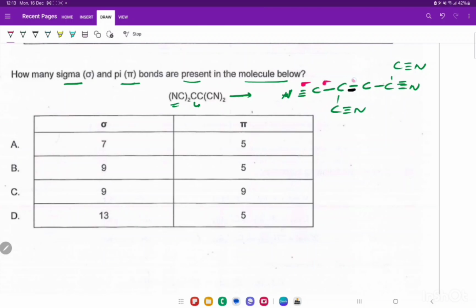1, 2, 3, 4, 5, 6, 7, 8 and 9. So there are 9 sigma bonds. Now pi bonds: 2 and 2 here, 4, 1 here 5, 2 here 7 and 2 here 9. So there are 9 sigma and 9 pi bonds. Answer is C, 9 sigma and 9 pi bonds.